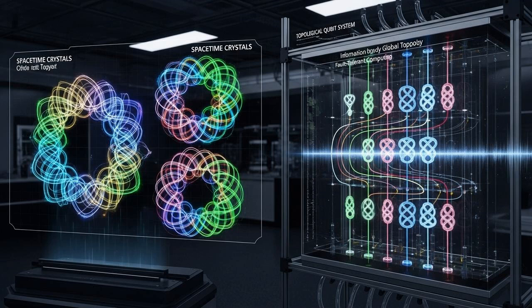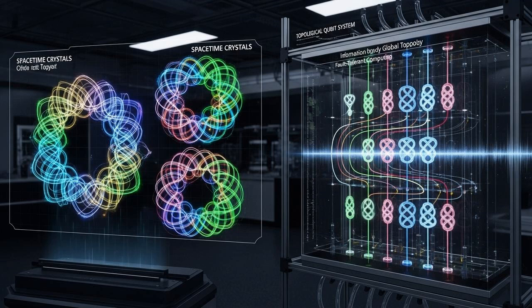Researchers are now designing space-time crystals made of light, where knotted structures called Hopfions repeat in a lattice through both space and time. This could lead to incredibly dense new ways of storing and processing information. But the ultimate prize is topological quantum computing.